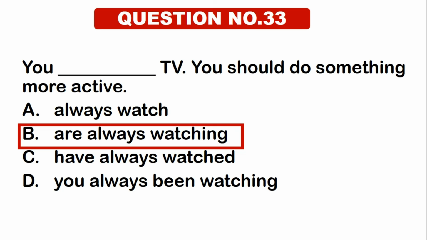There is a difference between I always watch TV and I am always watching TV. When you say I always watch TV, I do that often, right? I do it every time. But when you say I am always watching TV, it means that I watch TV too often or more often than normal. It has a negative meaning. It has a negative effect.